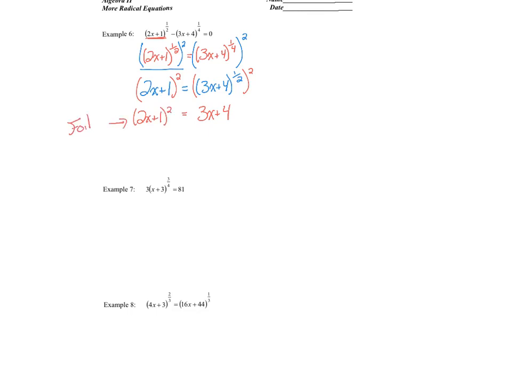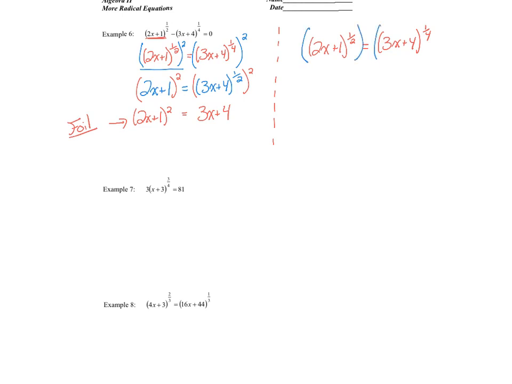This is a valid way to do this. But if you want to do this in one shot, you can approach this a little bit differently. So if we have (2x + 1) to the 1/2 is equal to (3x + 4) to the 1/4, and you don't want to have to square this multiple times, think about what number we can raise both sides to, to cancel out both of the fractions at once.